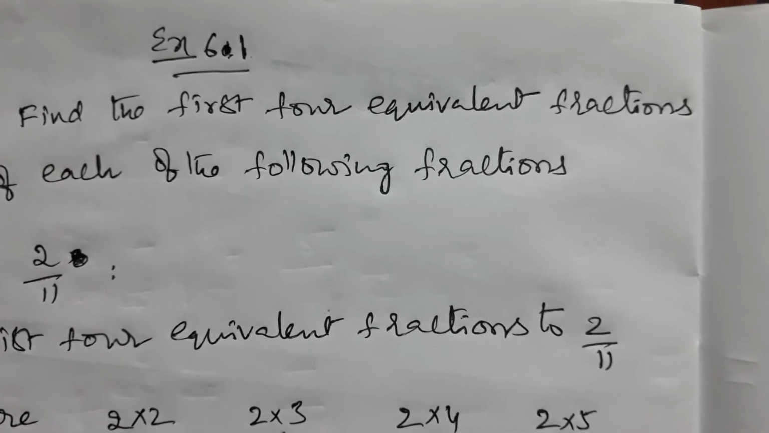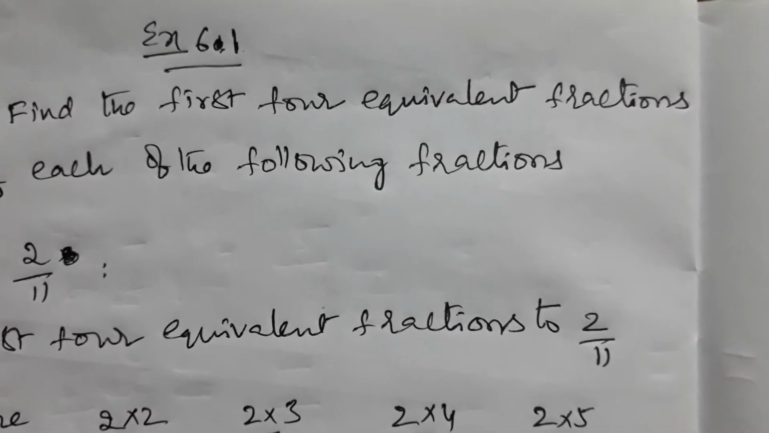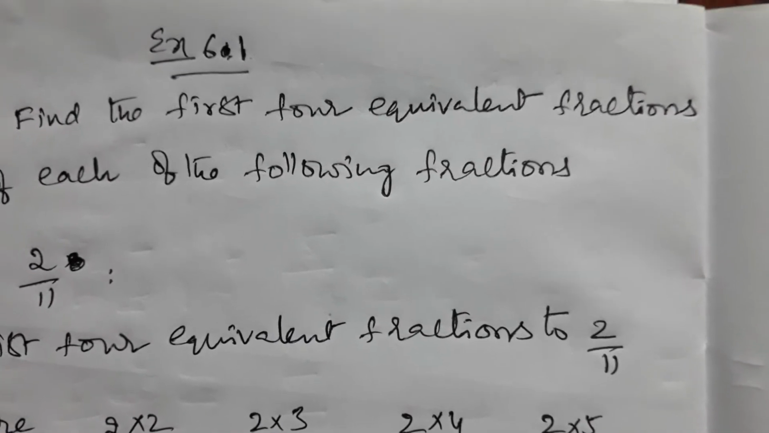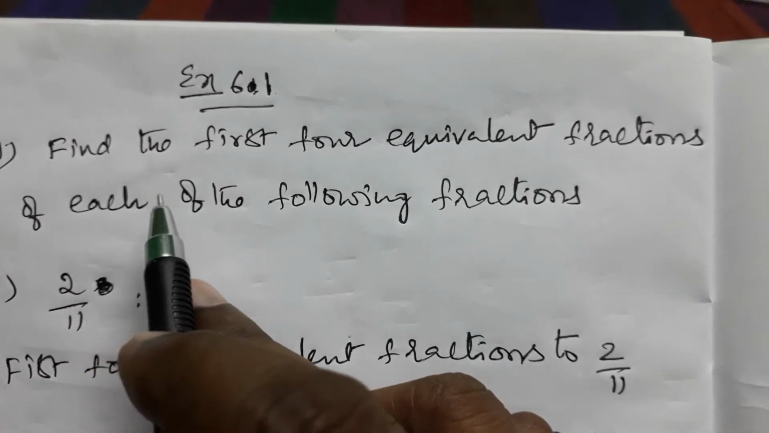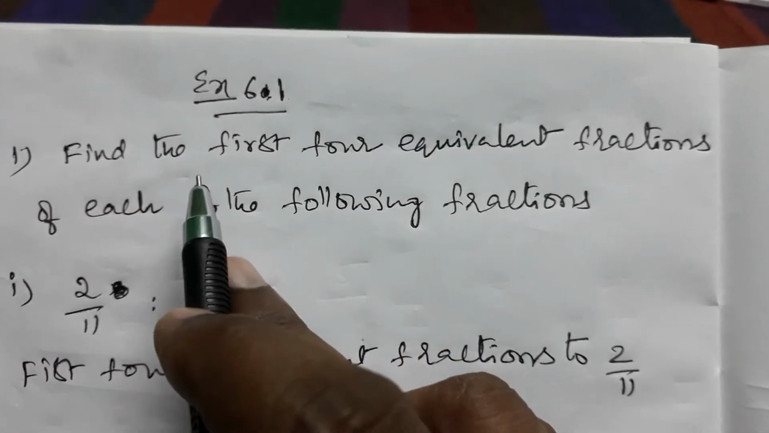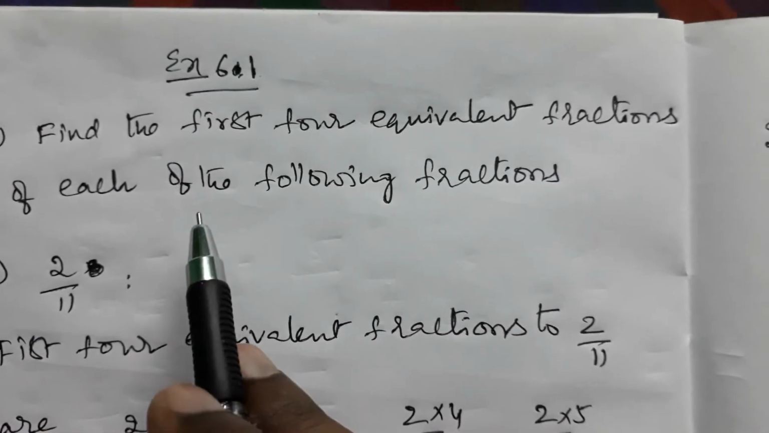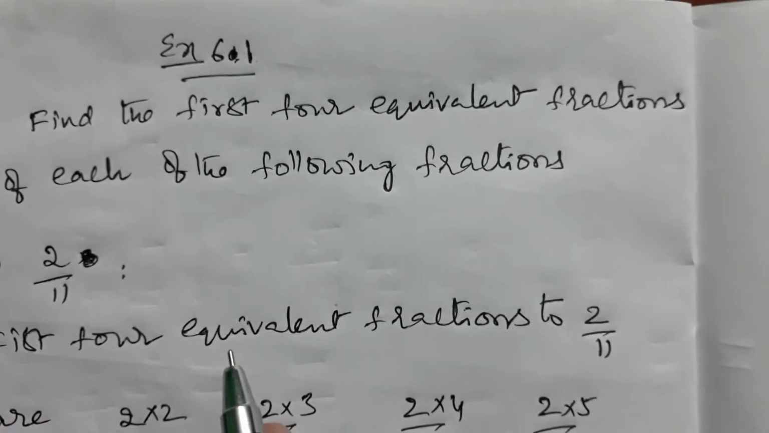Now I am going to explain chapter number 6, exercise number 1 related to fractions. Here, question number 1, see in 6 exercise 1, question number 1. Find the first 4 equivalent fractions to each of the following fractions.